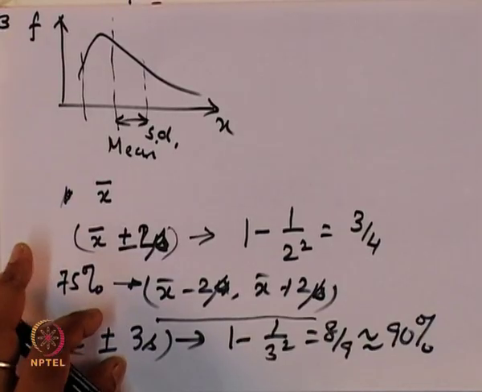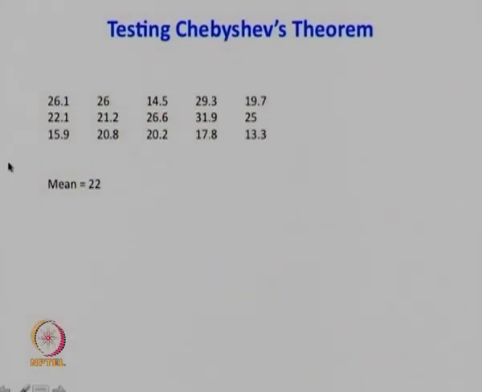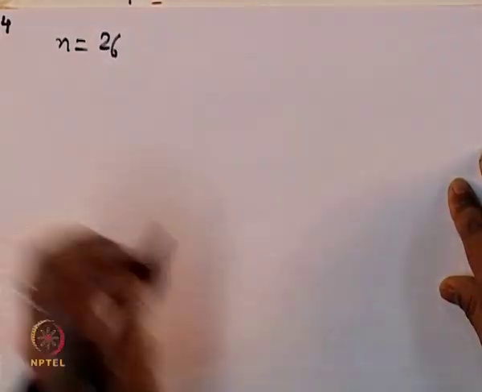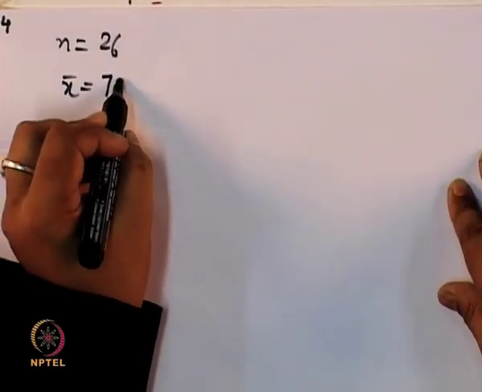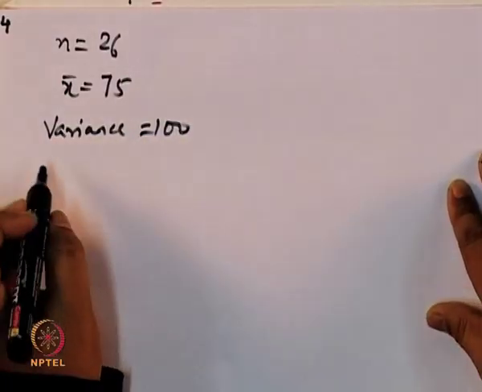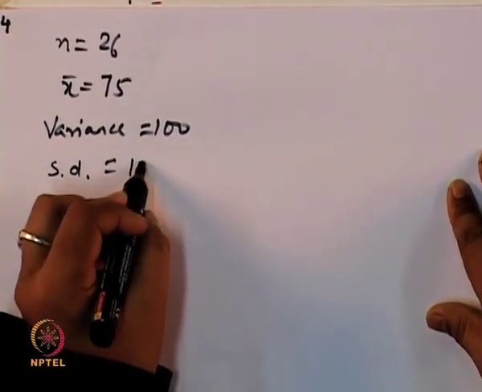Let us test it with the following example. So, you have these values, 26.1, 26, 14.5, 29.3. Okay. So, before we go on, I think I skipped this value. So, let us come to this example. Imagine you have 26 observations and the mean of the population is 75. So, you have n is equal to 26, x bar is equal to 75 and variance equal to 100. So, standard deviation is equal to 10.